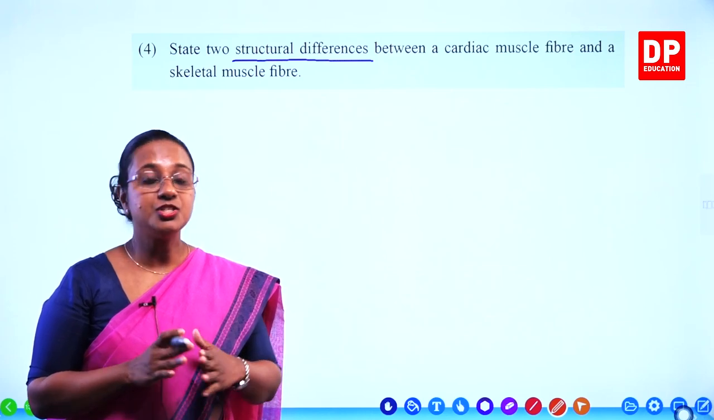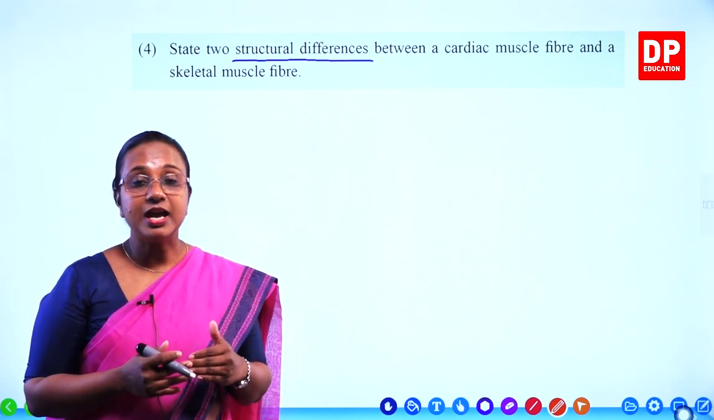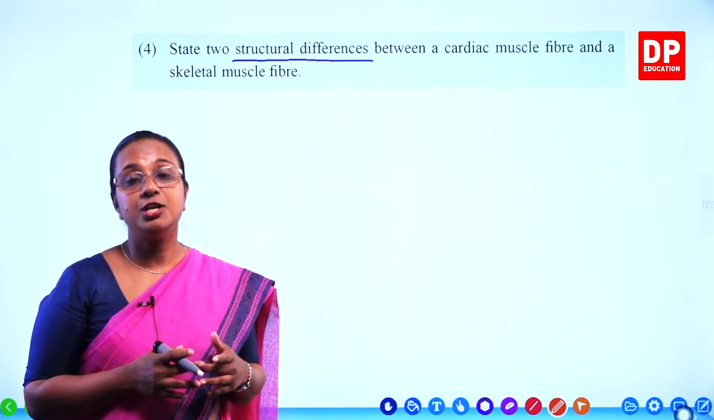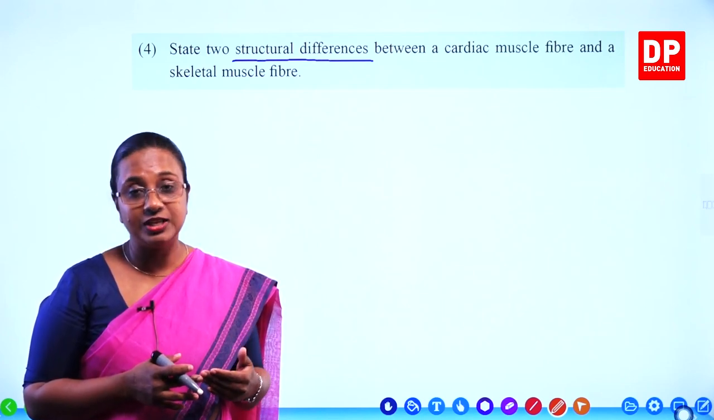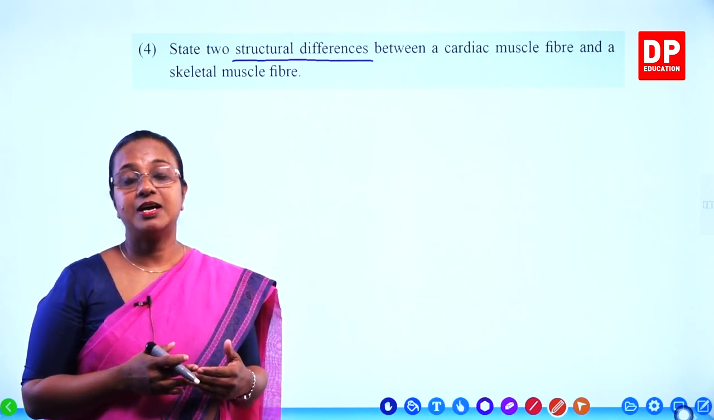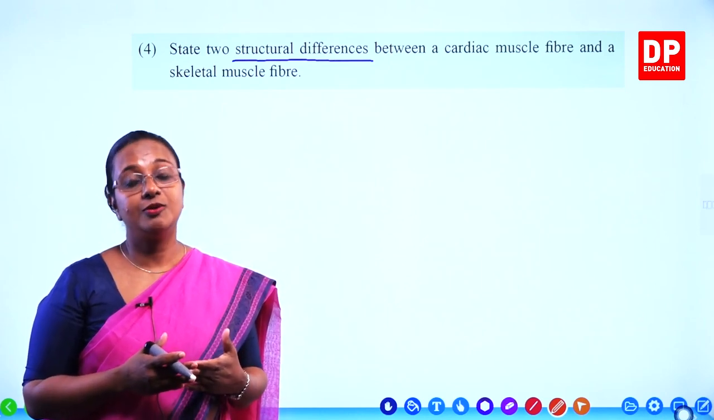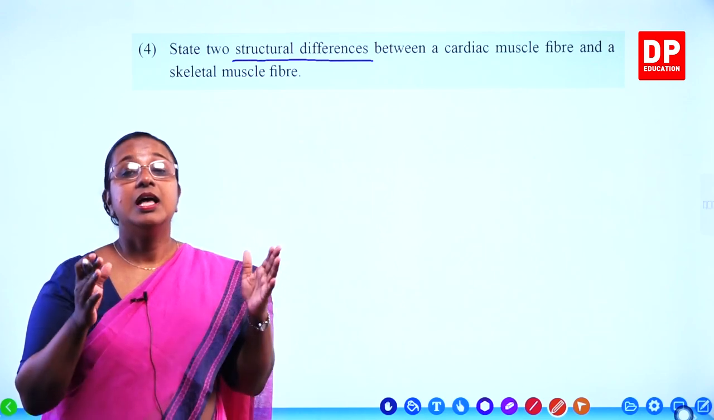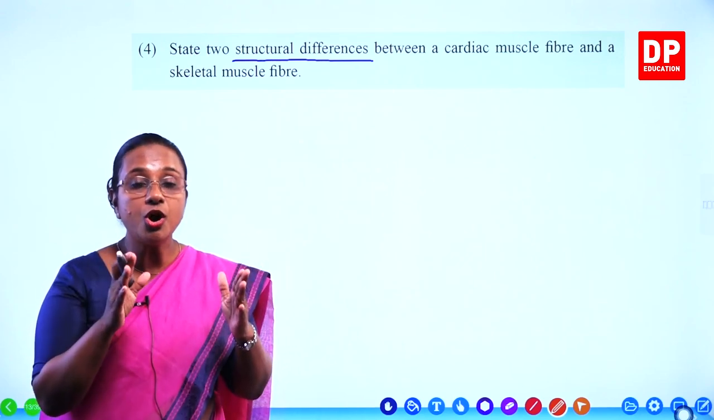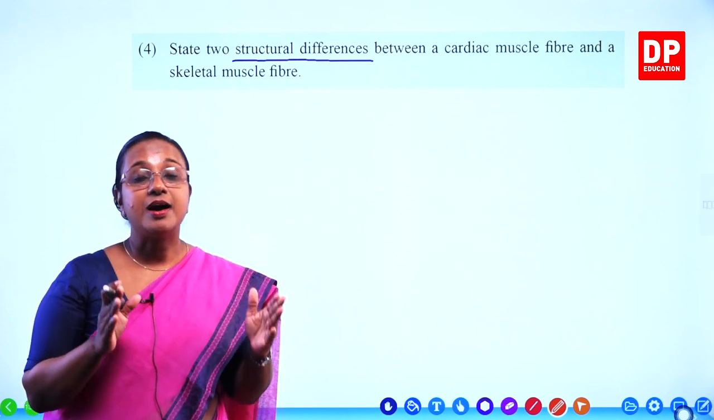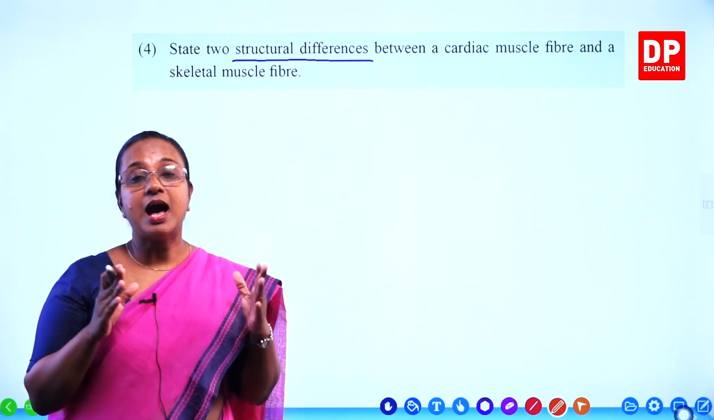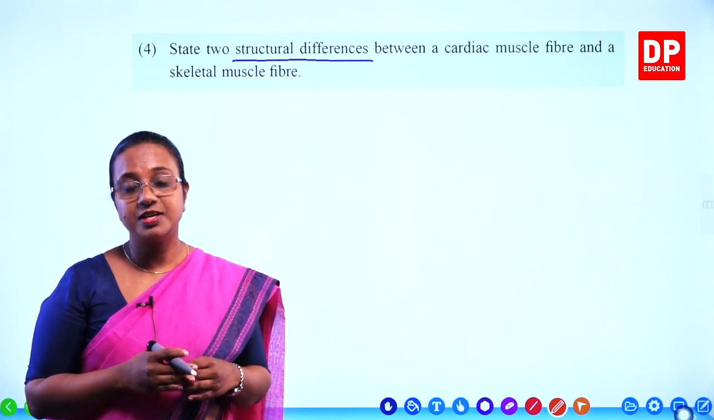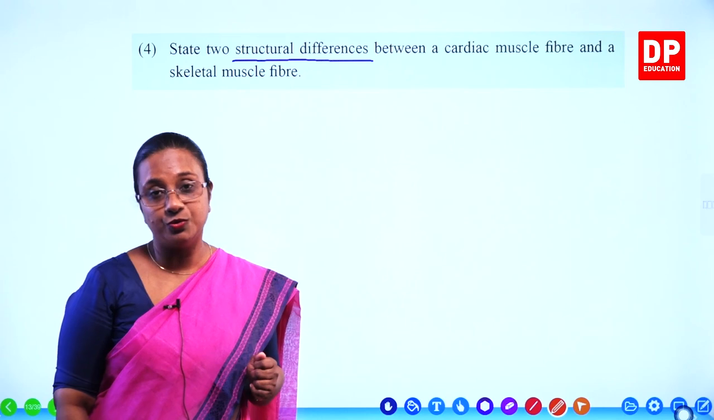Both of them have striations, so that's not a difference. And you can see in a cardiac muscle fiber inside a cell, there is only one nucleus. So it is uninucleate, whereas the skeletal muscle fiber contains more than one nucleus. It is multinucleate. And also the cardiac muscle fibers are short cylindrical structures, whereas the skeletal muscle fibers are long cylindrical fibers. So there are three main structural differences. You can write any two.